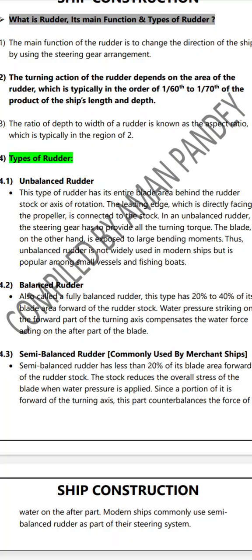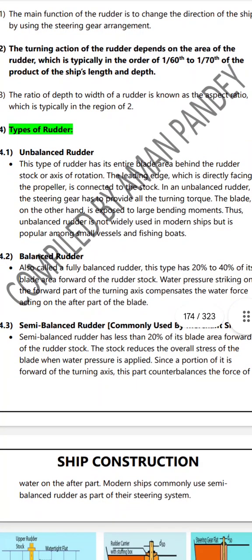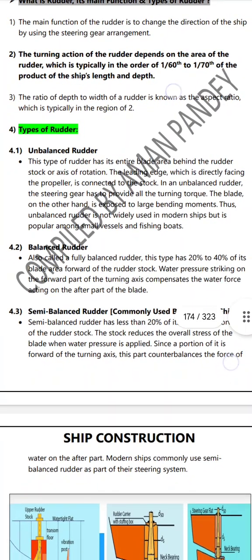Unbalanced rudder: the leading edge, which faces the propeller indirectly, is connected to the stock to provide all the turning torque. In an unbalanced rudder, the steering gear has to provide the turning torque, and the blade is exposed to a larger bending moment. Thus, the unbalanced rudder is not widely used in modern ships.